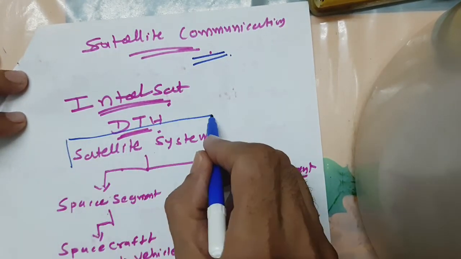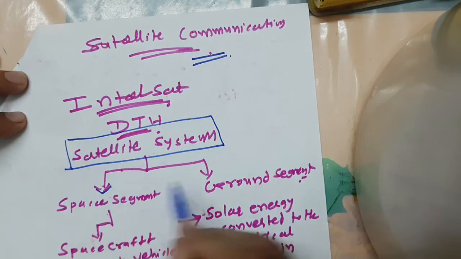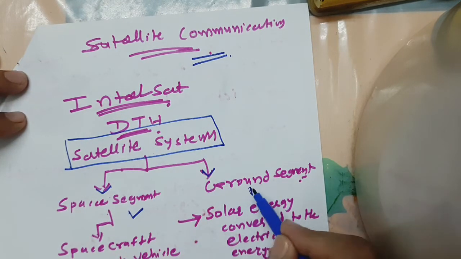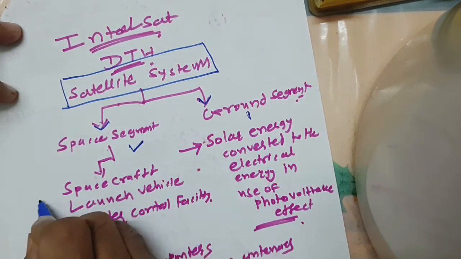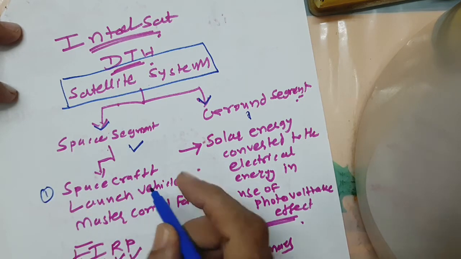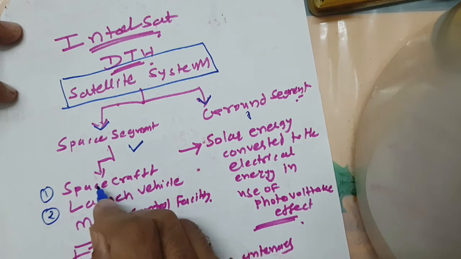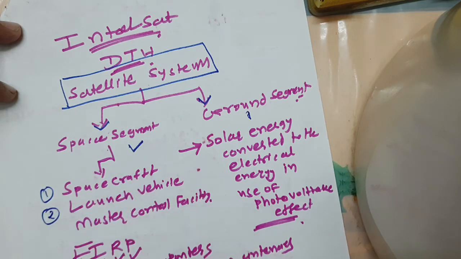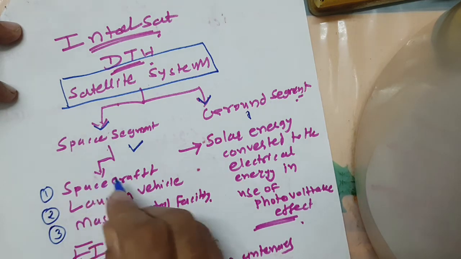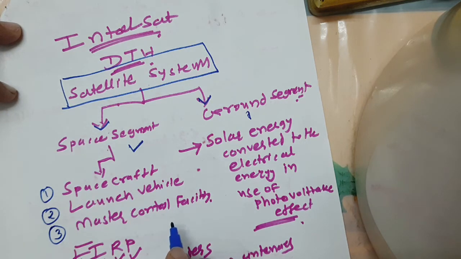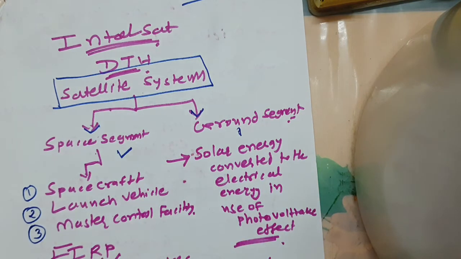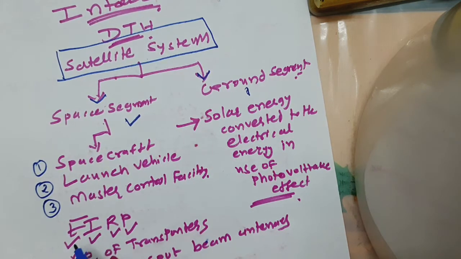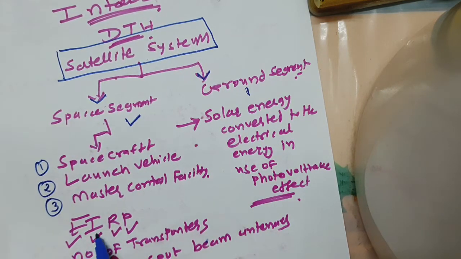There is a satellite system with two parts: space segment and ground segment. Spacecraft, in this spacecraft there is a spacecraft launch vehicle through which we can put the spacecraft into the orbit, and third one is for the controlling of this, there is a master control facility. In ground segment, we will discuss later on main EIRP. EIRP means effective isotropic radiated power.